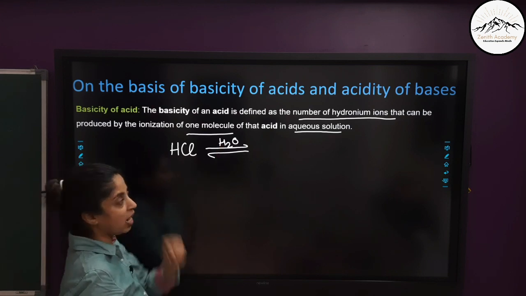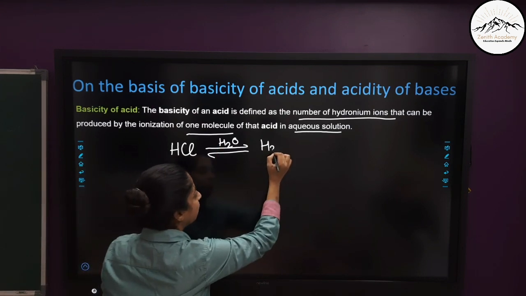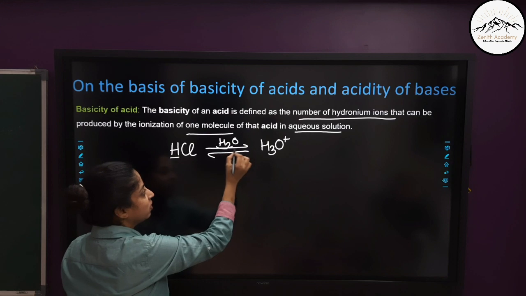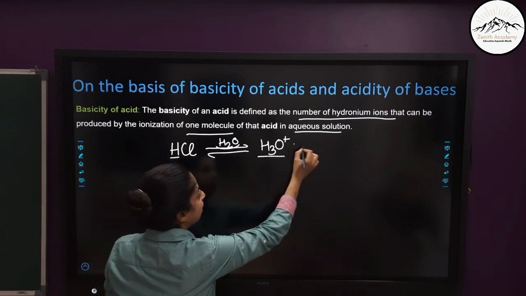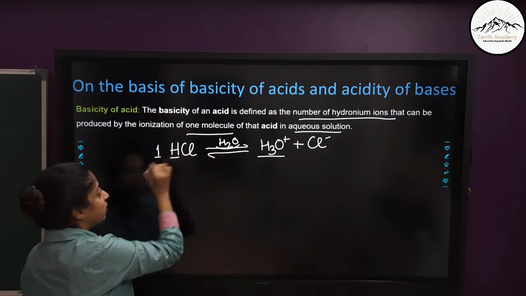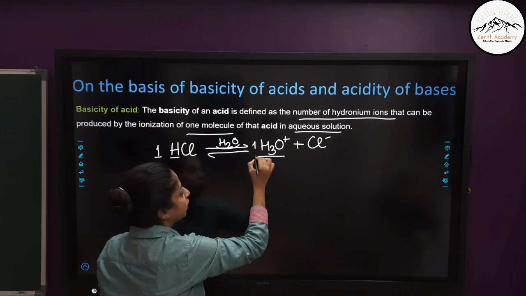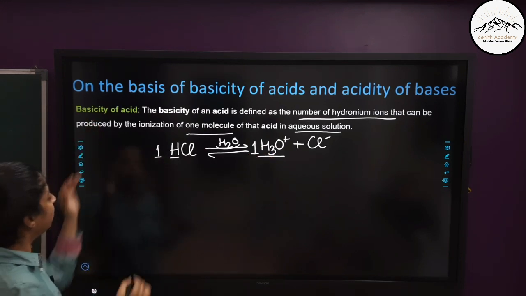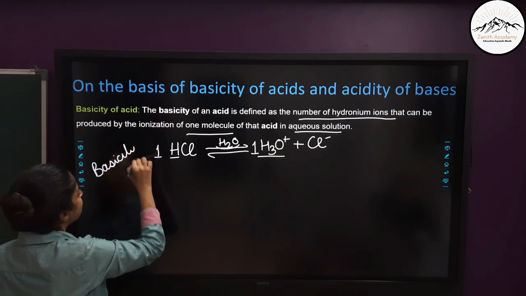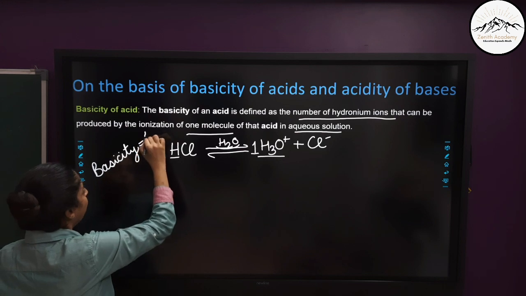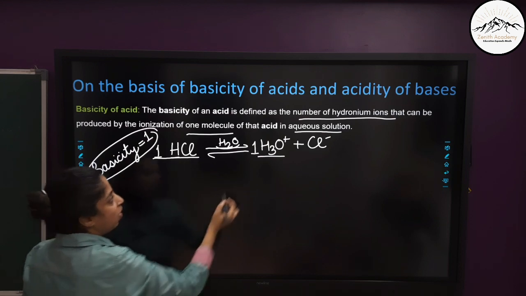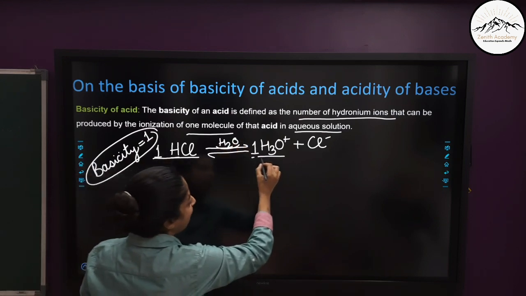So the H plus ion will react with water to form a hydronium ion. Here there was one H plus ion, it reacted with water to form one hydronium ion, and it formed a chloride ion. So one molecule of HCl gave one molecule of hydronium. So what will be its basicity? The basicity of this acid HCl is equal to 1, because one molecule of HCl on dissociation gave one hydronium ion.